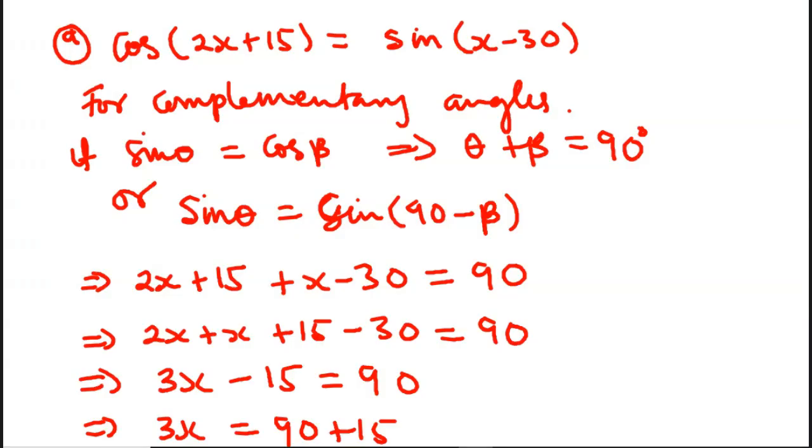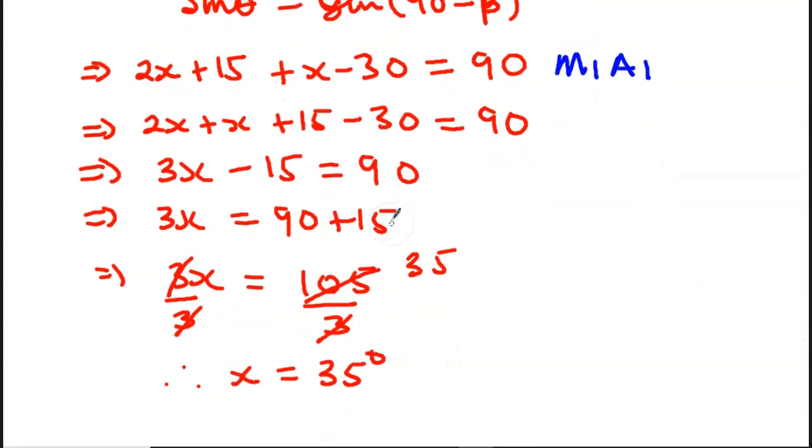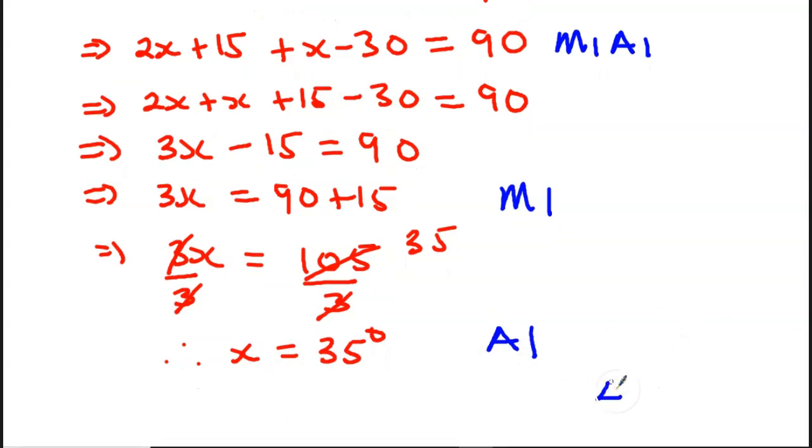Okay, having gone through all the solution, I'm going to show you how it was marked. So the first one, we are using the first method. Being able to set up this equation, you get method mark of 1 and then correct equation. So M1, A1. And then when you start solving, it gives you another M1 for solving. The answer, which is x is equal to 35 degrees, is A1. So for this question, the total marks is 4.